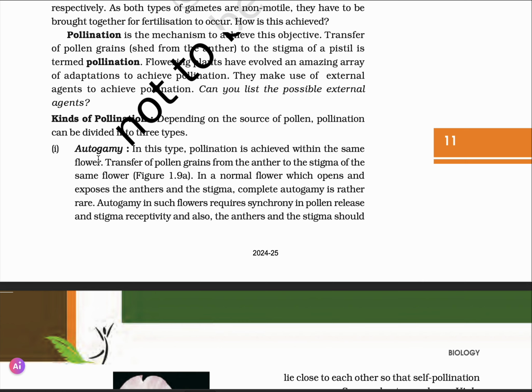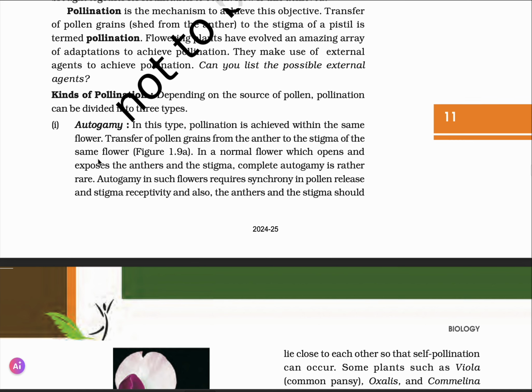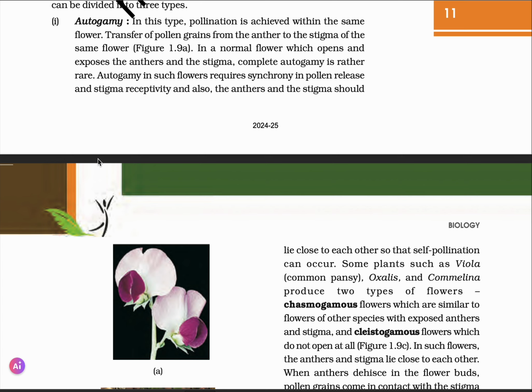First of all, it is autogamy. In this type, pollination is achieved within the same flower, with transfer of pollen grains from anther to stigma of the same flower. In a normal flower which opens and exposes the anther and the stigma, complete autogamy is rather rare. Autogamy in such flowers requires synchrony in pollen release and stigma receptivity, and the anther and the stigma should be very close to each other for self-pollination to occur.